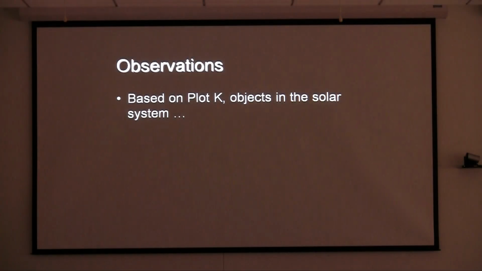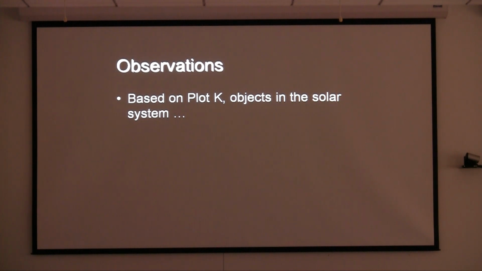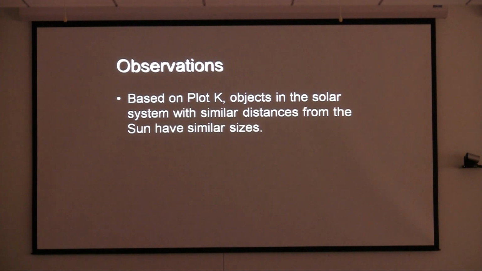Now, so based on plot K, objects in the solar system, finish my sentence for me, you right here. That are similar distance from the sun, have similar size. Oh, we should actually have plot K in front of you at this point, sorry. I shouldn't ask you to make a conclusion from a plot that you don't have in front of you. All right, but she said it right anyways. With similar distances from the sun, have similar sizes. That's kind of funky.